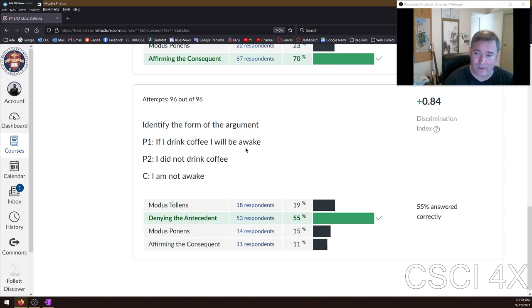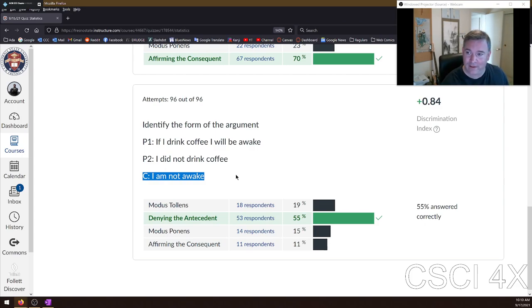But people can just be awake from having slept enough. Right? This is clearly a fallacy. Even if we grant both of these premises, even if we grant that drinking coffee makes you awake, which it may or may not do, it depends on your caffeine tolerance, even if we grant both of these premises, it does not follow.